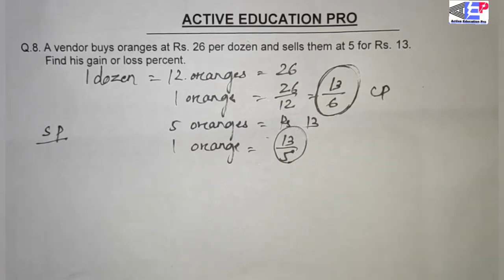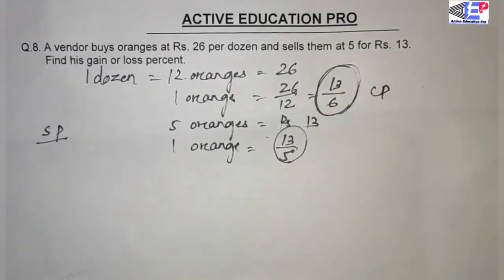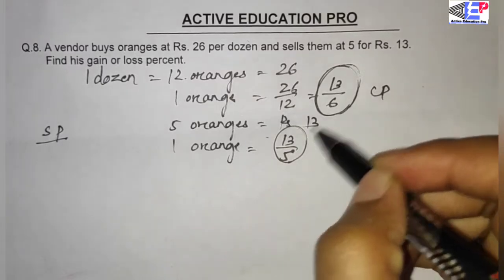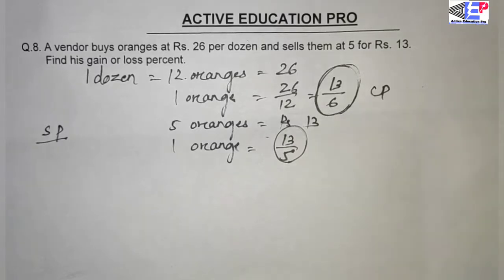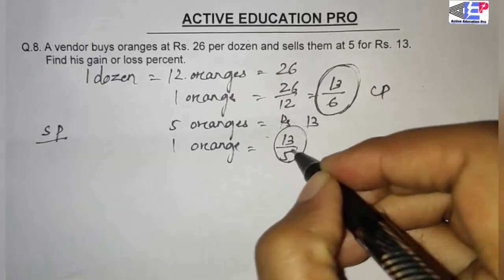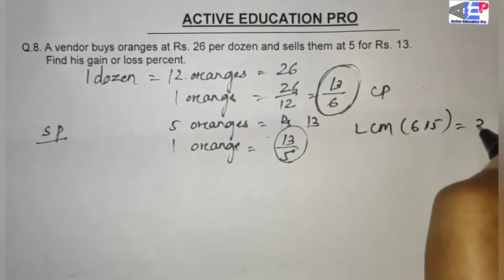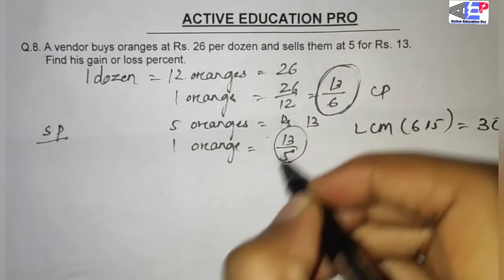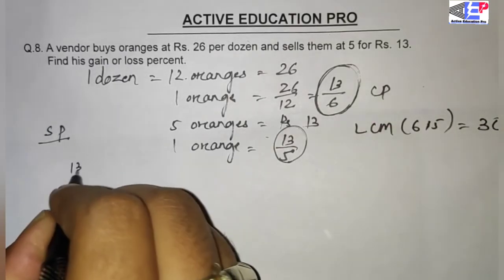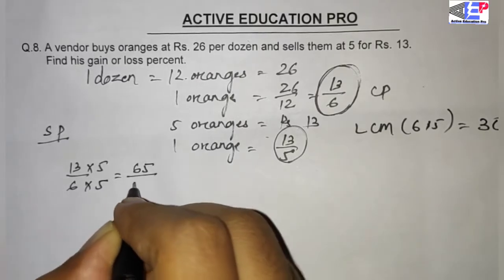Now compare to see whether there is a loss or profit. This is 13 by 6 and this is 13 by 5. These are fractional numbers, and both have different denominators. So first we have to make the denominators the same by taking the LCM. The LCM of 6 and 5 is 30. So you have to make the denominator 30 in both fractions.